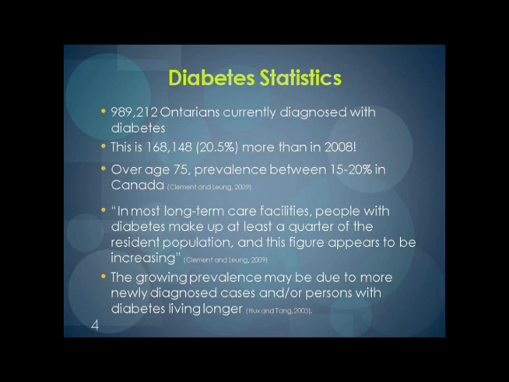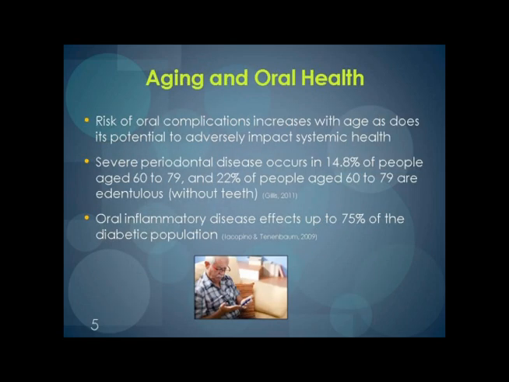In most long-term care facilities, people with diabetes make up at least a quarter of the resident population, and this figure appears to be increasing. The growing prevalence may be due to more newly diagnosed cases and or persons living longer with diabetes. The risk of oral complications increases with age, as does its potential to adversely impact systemic health.